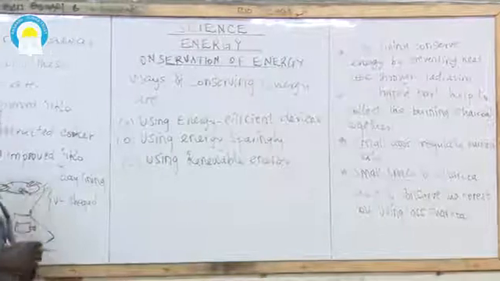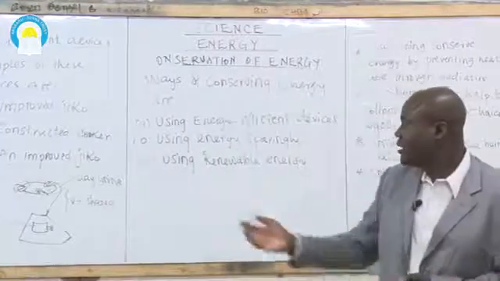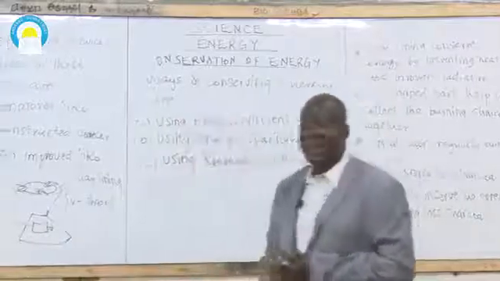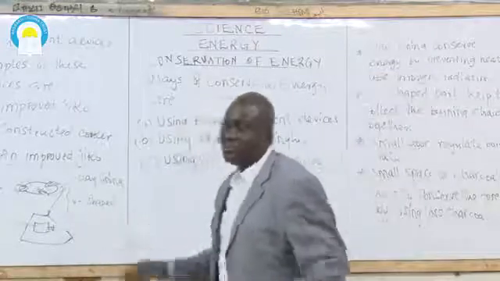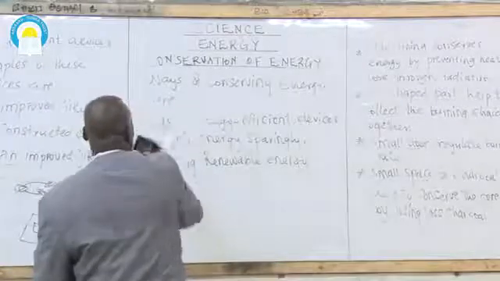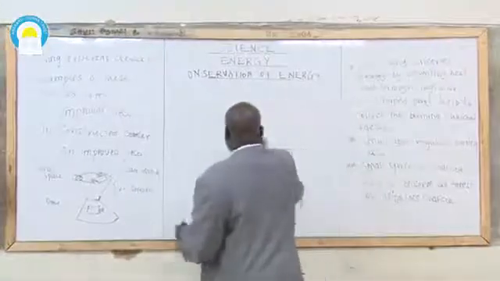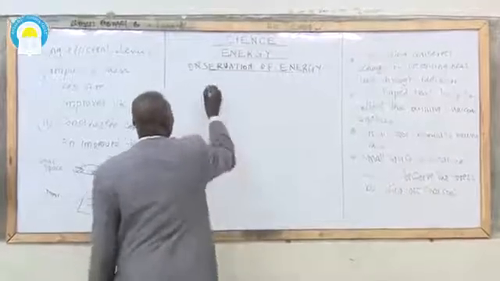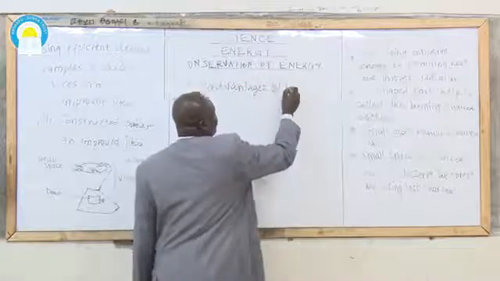Although this is a good device to use, it has some advantages and disadvantages. As I have said, it conserves energy and can also conserve the forest. However, it has some disadvantages. What are some of the disadvantages of the improved jiko?